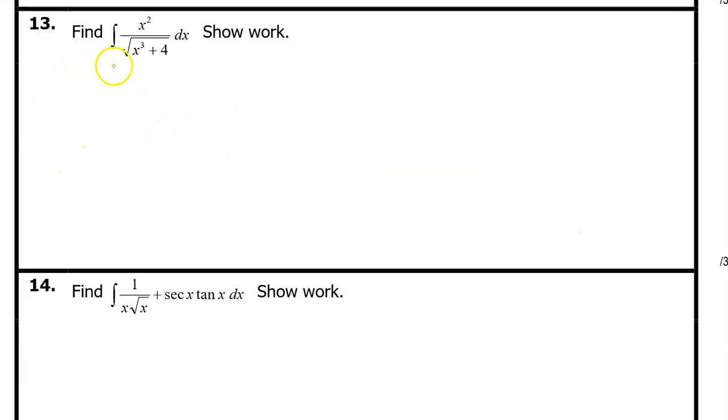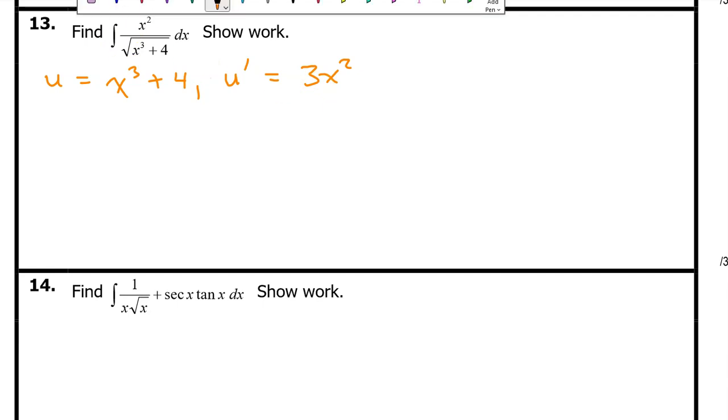For number 13, we need to use a technique called U substitution. Let's let U equal everything under the radical. So U will equal x to the third power plus 4. For this process, we will also need U prime. The derivative of x to the third power is 3x squared, and the derivative of 4 is 0. So this is U prime.